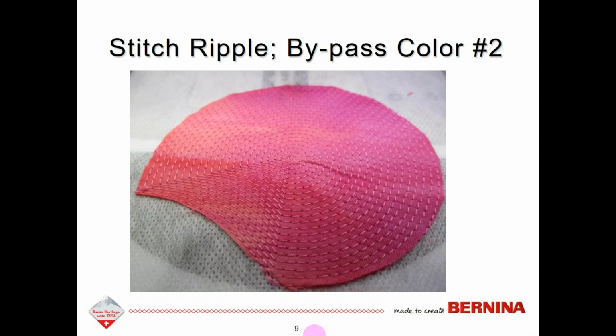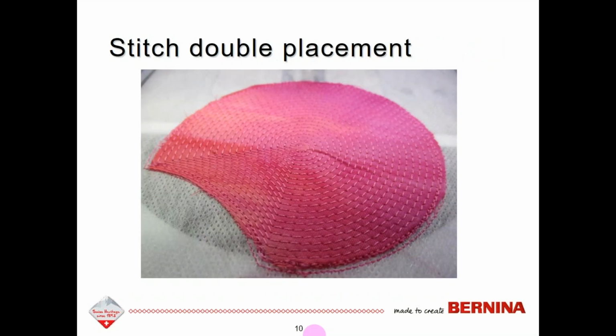Then I need to bypass color number 2 because there's no sense stitching another stabilizing run. So I then will stitch a double placement line. It's this double placement line that shows me where to place the wire that is going to be stitched over. So this line of stitching that you see on the stabilizer and this very first row of stitching, that's what I have to keep the wire in between.